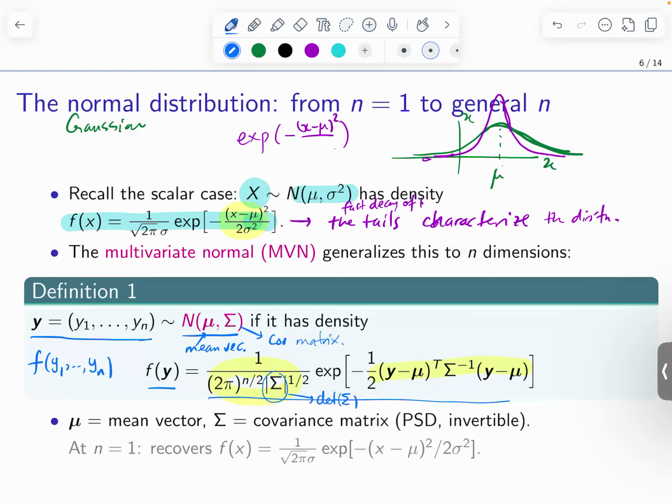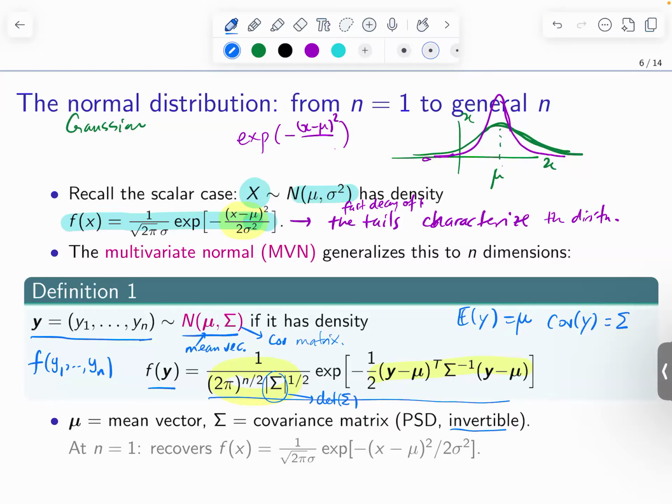And again, this mu happens to be the expectation of y, and the covariance matrix of y would be sigma. So they have the same meaning. You have to prove this for yourself; given this density, these facts pop out. And in particular, sigma is PSD, and here we're assuming it to be invertible. So you can see the inverse of it here and there.